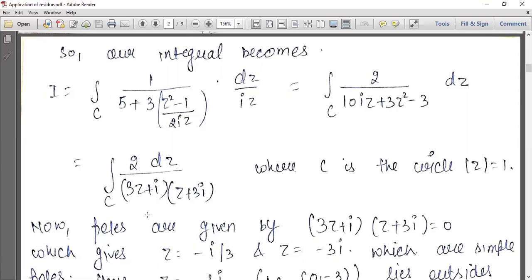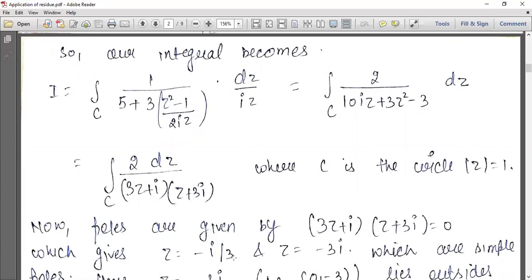To find the poles, just put the denominator equal to 0. So when I put (3z + i)(z + 3i) equal to 0, this gives me two values of z: z equal to minus i by 3 and z equal to minus 3 by i. It's clear these are all simple poles, that is, they are of order 1, raised to the power 1.